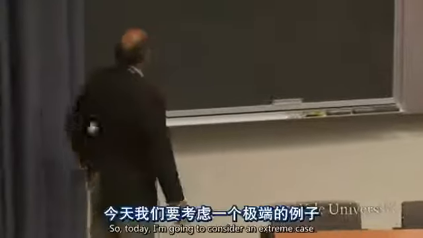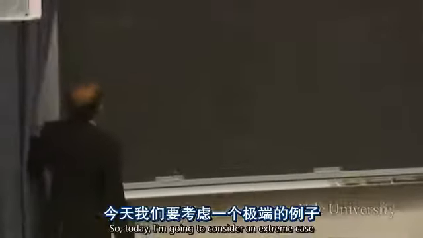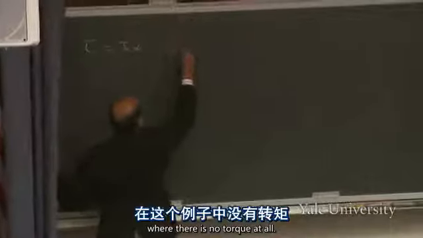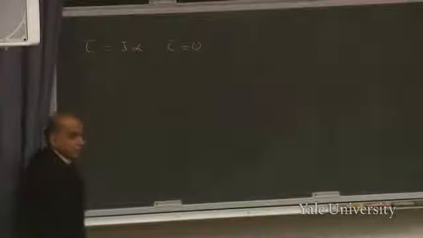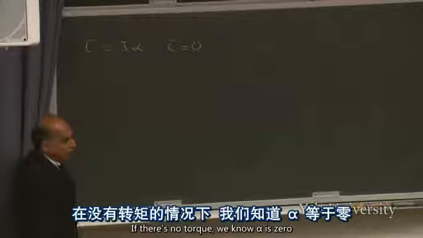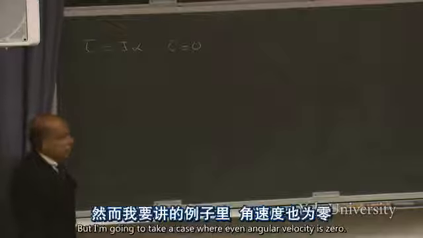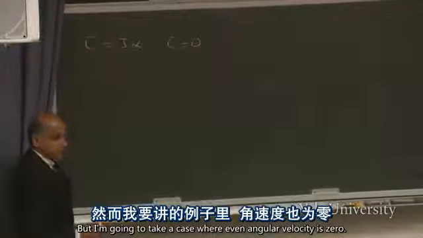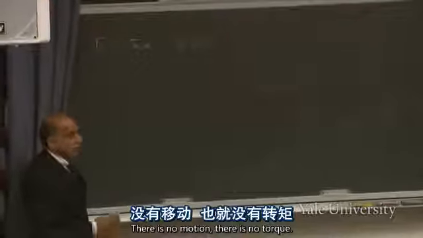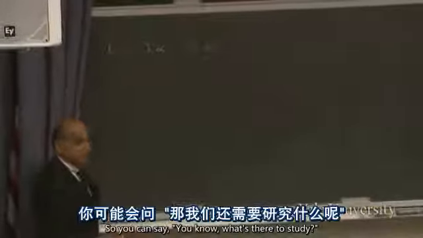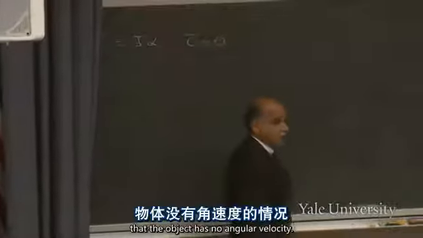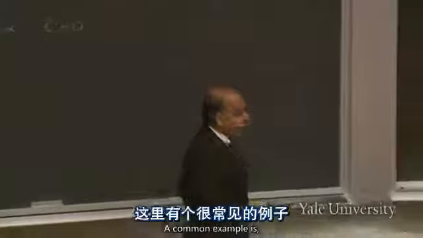All right. So today I'm going to consider an extreme case where there is no torque at all. There's no torque. We know alpha is 0 and the angular velocity is constant. But I'm going to take a case where even angular velocity is 0. There is no motion, there is no torque. So you can say, what's there to study? Well, sometimes it's of great interest to us that the object has no angular velocity.